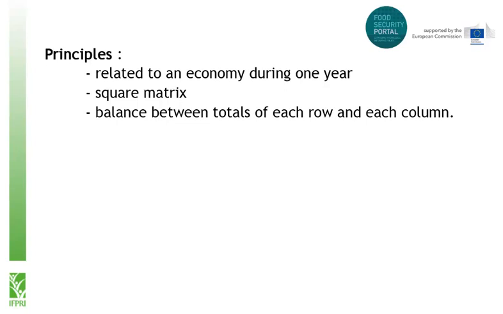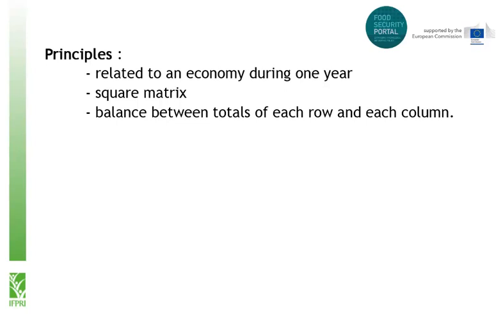Second point is the fact that you've got a square matrix. So it means that in a social accounting matrix, you've got as many rows as you've got columns. I will illustrate this point very soon. And finally, you've got a balance between totals of each row and each column. So, for example, the first row, the total is equal to the total of the first column. Same thing for the second row and second column, and so on. Okay, so these are the main principles.